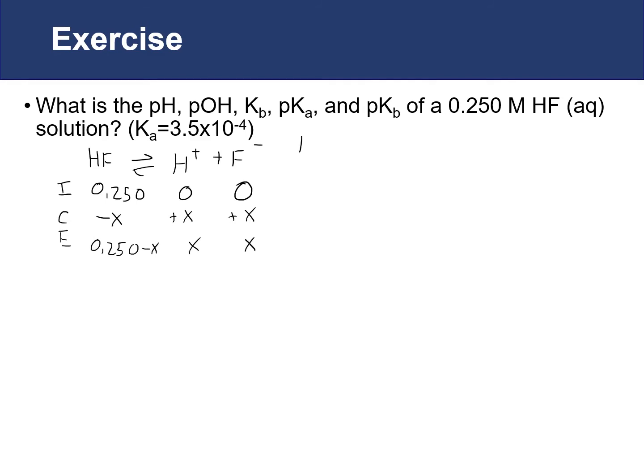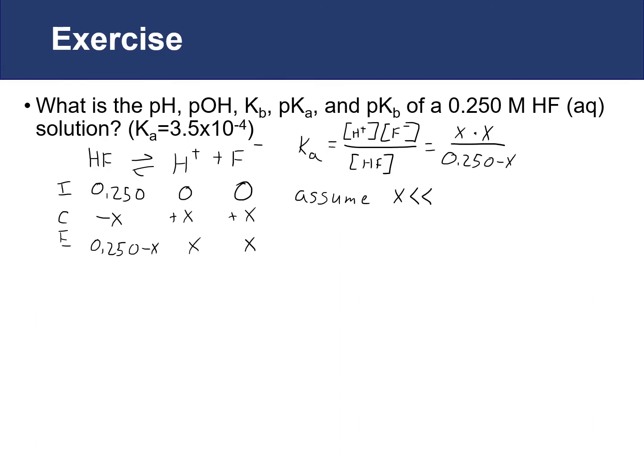Because we're talking about equilibrium, our equilibrium constant, in this case for an acid dissociating, is going to be the concentration of our products divided by the concentration of our reactants raised to their respective powers, leaving out any pure solids or pure liquids. So that would be H plus times F minus over the concentration of HF. So that's going to be equal, plug in our values from our E row, X times X divided by 0.250 minus X. Now, this is X squared on top. We're going to make the assumption that the X here is insignificant compared to the number, just like we were doing with equilibriums before. So we're going to assume that X is much less than 0.250. Our cutoff again is 5%.